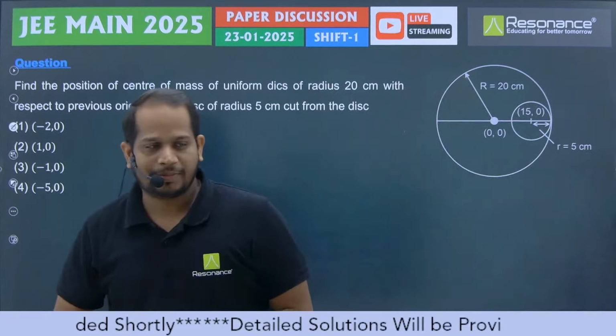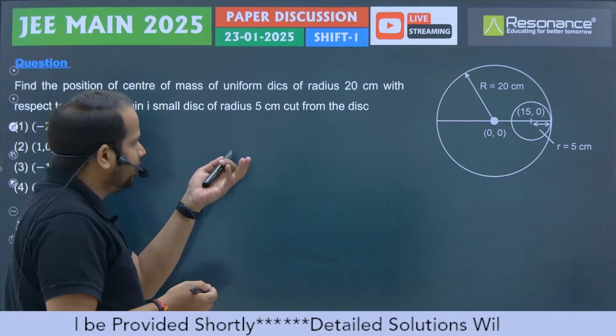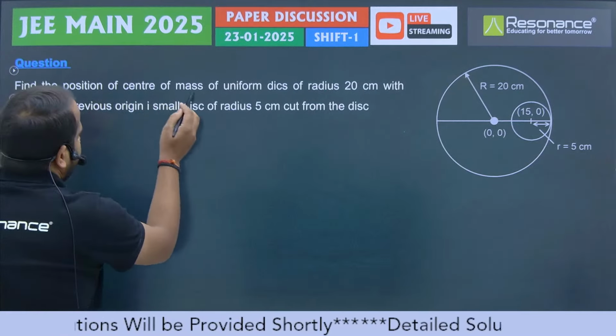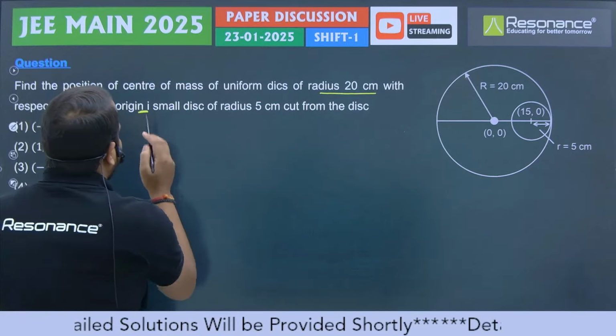Okay, hello everyone, right? So let's move forward. This one is a question from center of mass, right? It's an easy one. Let's see what they're asking. They are saying find the position of center of mass of a uniform disk of radius 20 centimeter with respect to the previous origin I.